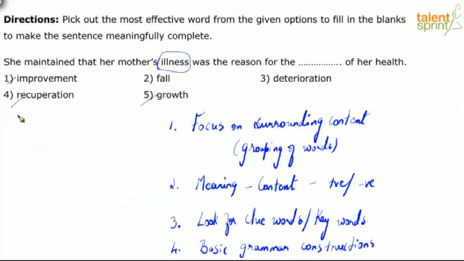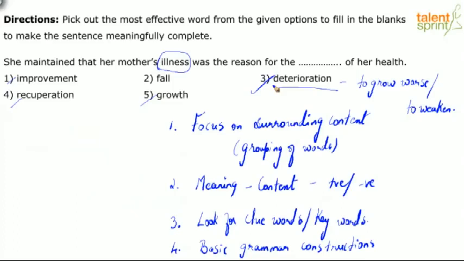She maintained that her mother's illness was the reason for, not the fall of her health. Again, we're looking at grouping of words. What word usually sounds right? Deterioration of her health. What is the meaning of that? To grow worse, to become worse, to weaken. So we know this is our answer.